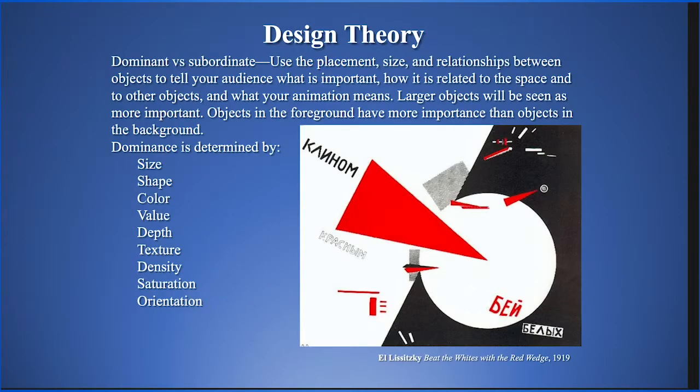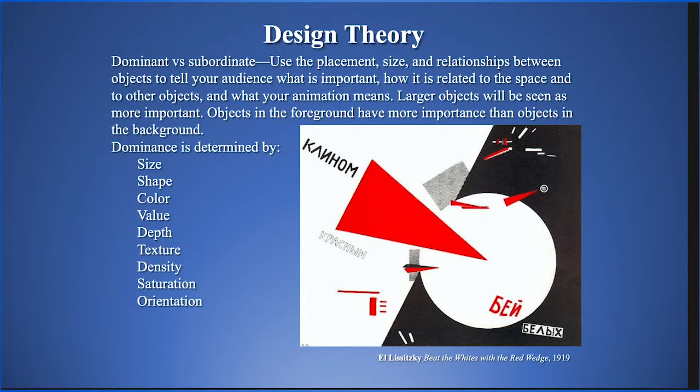And then dominant versus subordinate. Use the placement, size, and relationships between objects to tell your audience what is important, how it is related to the space and to other objects, and what your animation means. Larger objects will be seen as more important. Objects in the foreground have more importance than objects in the background.